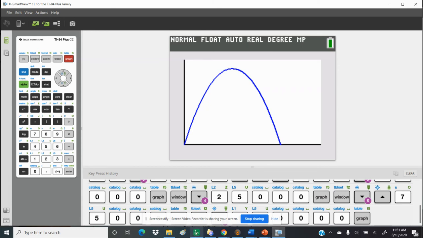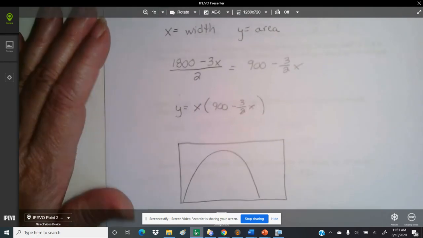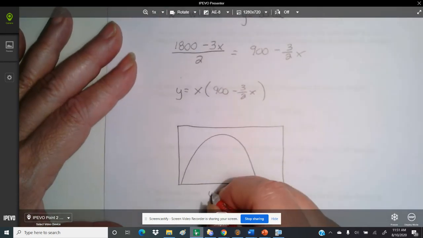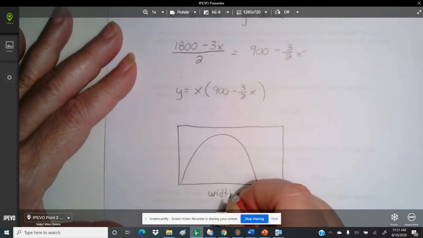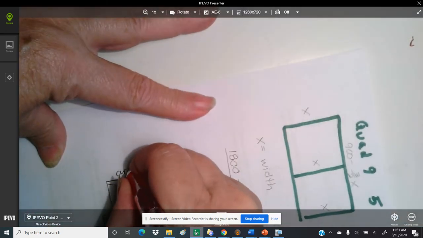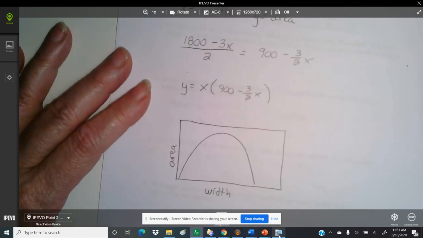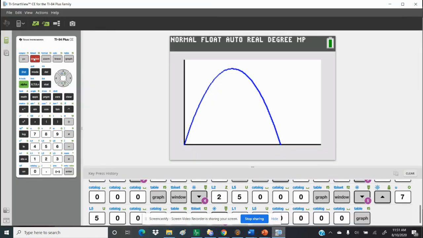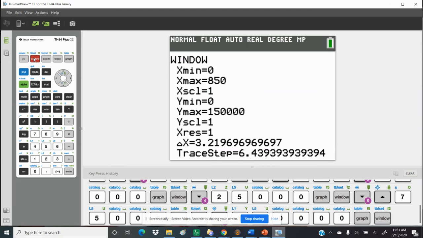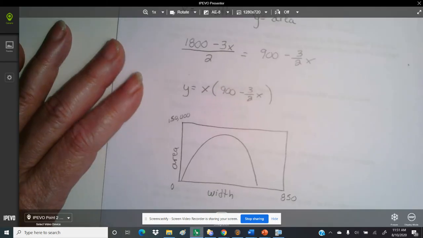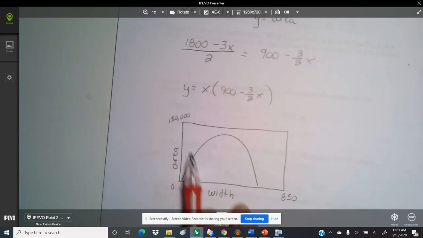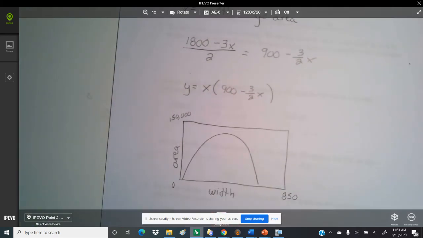All righty. So here's my graph, and my x was width, and my y was area, and I set my x values from 0 to 850, and I went up to 150,000. So this is what it should look like when you transfer it to your paper, right? I don't need any lines or tick marks, just gives me a good enough idea of what you did.